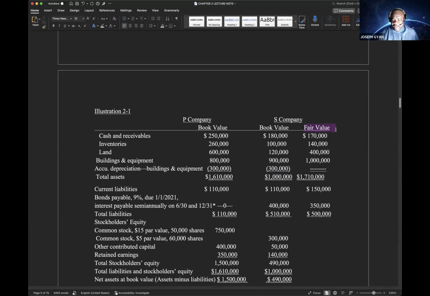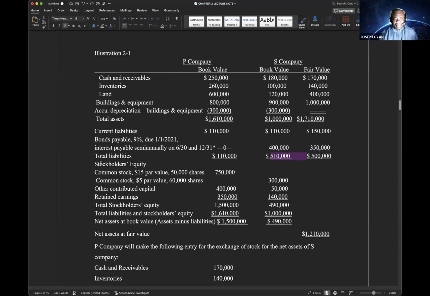Then we have the current liabilities. The fair value is 150. They have the bonds payable, which is 9% due in 2021, with the interest payable of 350. Now, the reason why you see the 400 here and the 350 is because of the decrease in the bonds. So we have 500,000 and the book value is 510.